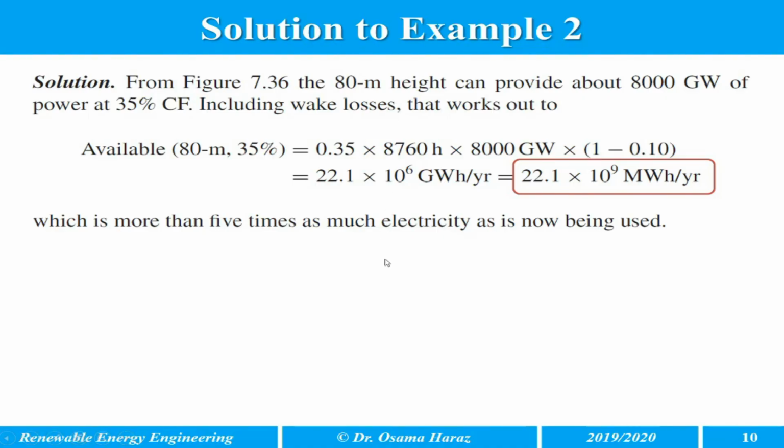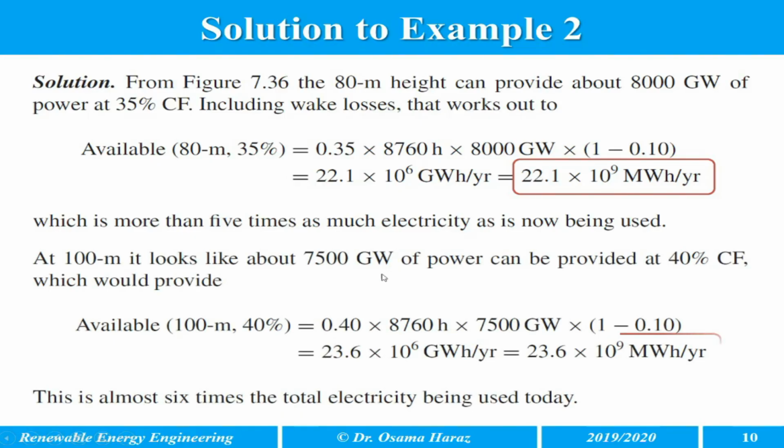For the other type of turbine, 100 meter, it produces the rated power of 7,500 gigawatts at CF 40%. So we are going to apply the same formula: 0.4 times 8,760 times 7,500 gigawatts times 90% will give you 23.6 times 10 to the power 9 megawatt hours per year. So this is almost 6 times the total electricity being used today.